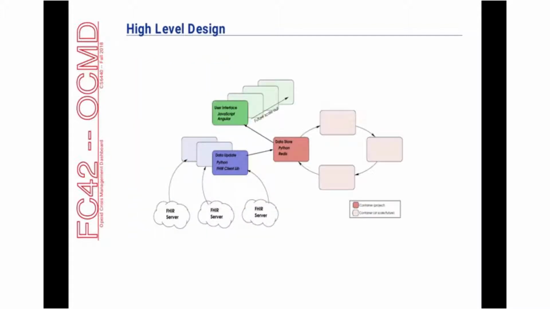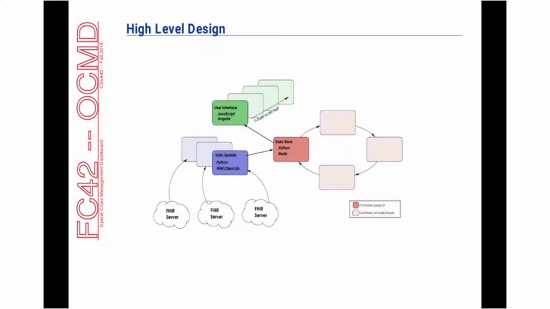The overall design consists of three major components: user interface, which Nick will discuss in detail later in this presentation, the data gathering process, or the data update process, and the data store. The data update is responsible for periodically collecting data from external resources. Initially, this will be the FHIR server. In the future, this could be expanded to be any relevant data source. It will be written in Python, on top of the Python FHIR client library.